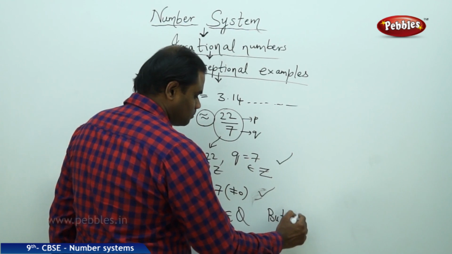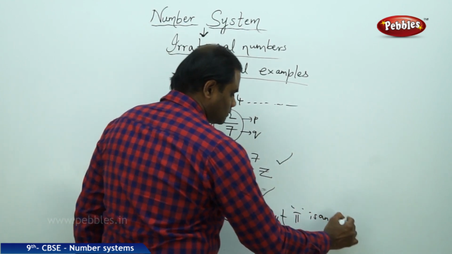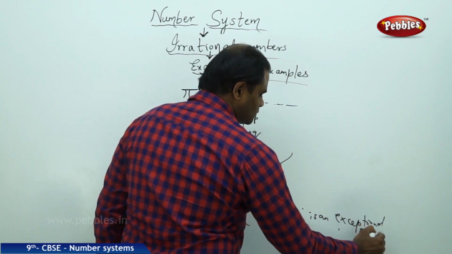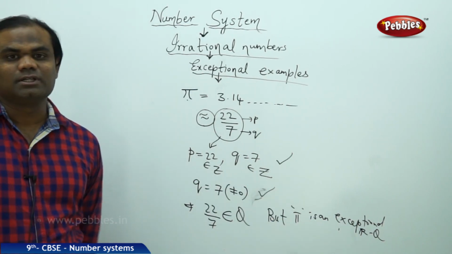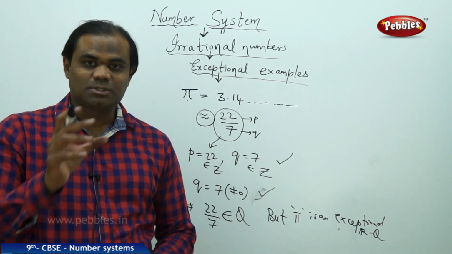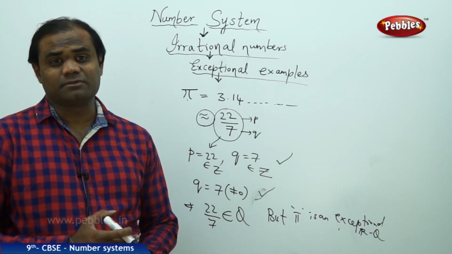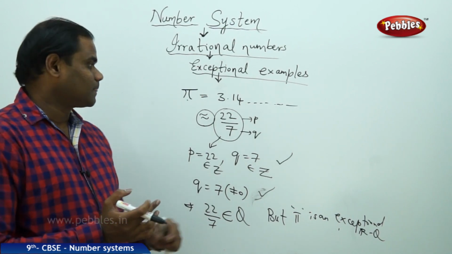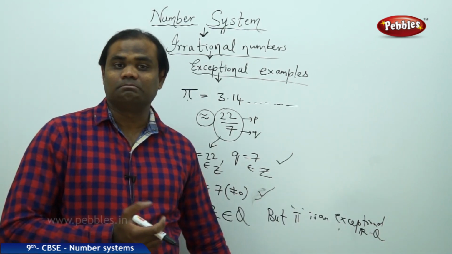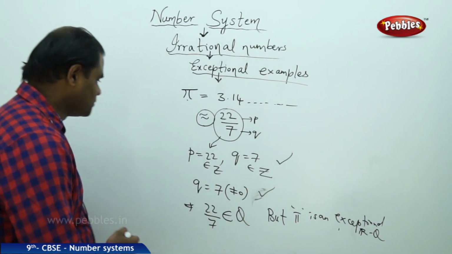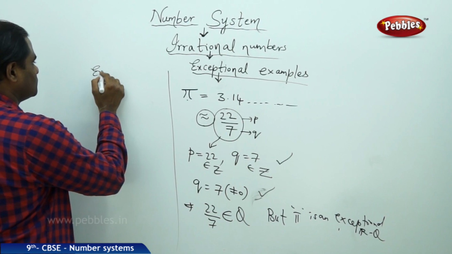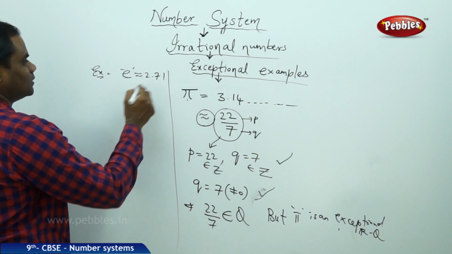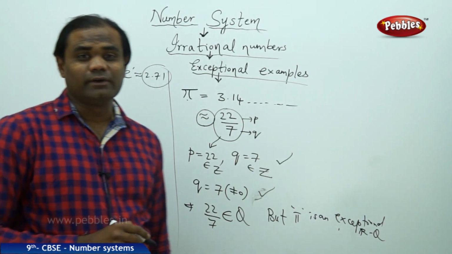But pi is an exceptional irrational number. R minus Q is how we identify the specific numbers in mathematics which are not accepted as irrational numbers. So it's an exceptional irrational number, pi. There's one more example which we can take, which is e. E is approximately 2.71, which is also an exceptional irrational number.